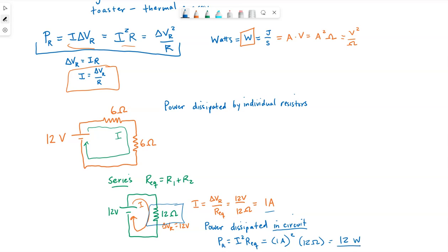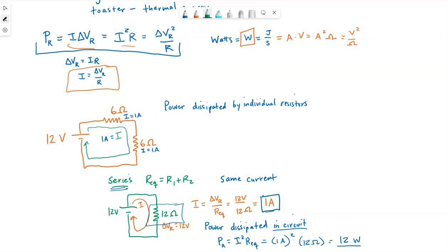So 12 watts in this equivalent circuit. If we work backwards, now remember these two resistors were connected in series, which means they must have the same current flowing through them. And they have the same current as their equivalent resistance. So we calculated that current to be 1 amp. That means I can come up here and say that there is 1 amp flowing through this circuit. So each of these individual resistors has 1 amp flowing through them.